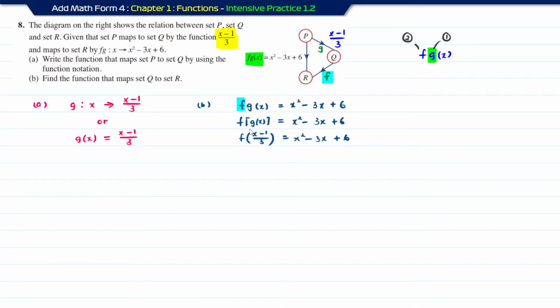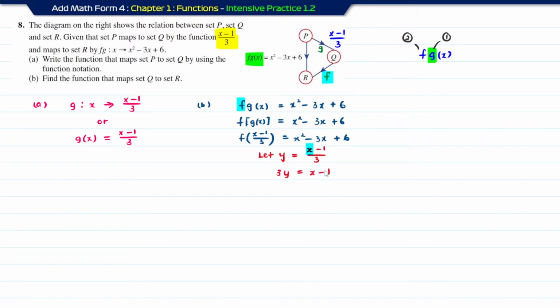Now from here, we're going to find the inverse functions. So let y equal to (x minus 1) over 3. To find the inverse function here, we're going to make x the subject of the formula. Therefore, we're going to move this 3 to the other side. So 3y equal to x minus 1.